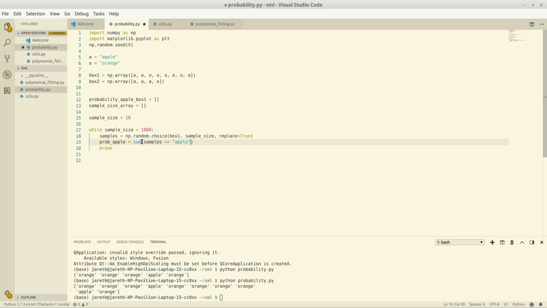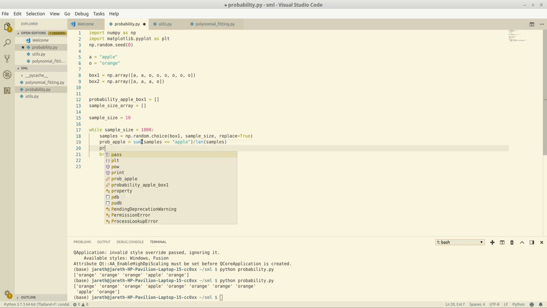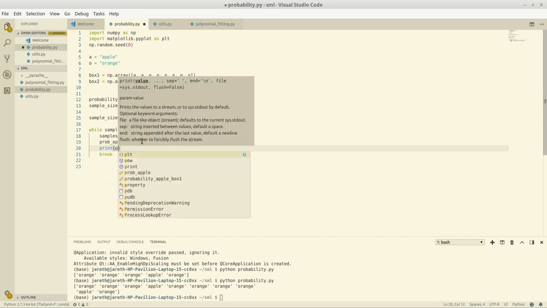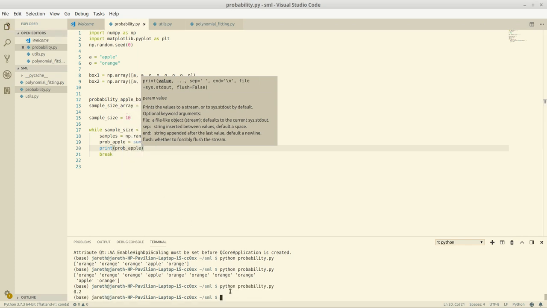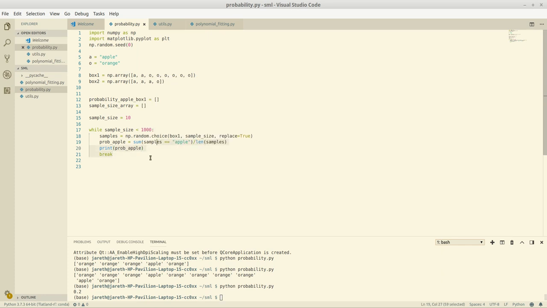right? So maybe instead of this, I should say a. Actually, let me just put it like this so that it's very clear to you. Over the length of the samples, right? So if I print the probability of choosing this apple from this list that you see above, it should be kind of like 0.2. It's just showing that probability, right? So from the samples that we have, I'm going to remove this break statement now.